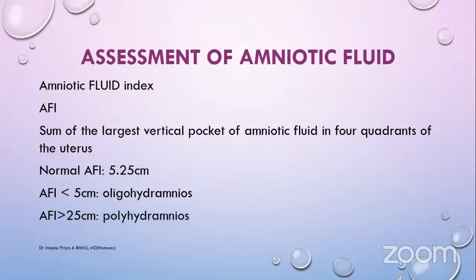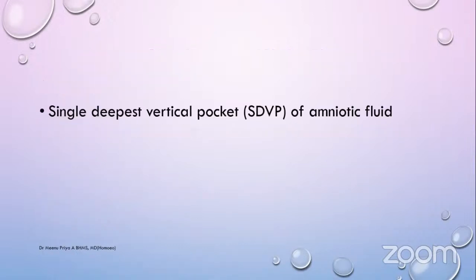And AFI more than 25 centimeter is polyhydramnios. Polyhydramnios means where there is amniotic fluid more than normal content. Next assessing indicator is single deepest vertical pocket, SDVP. So one is AFI and next is SDVP of amniotic fluid.